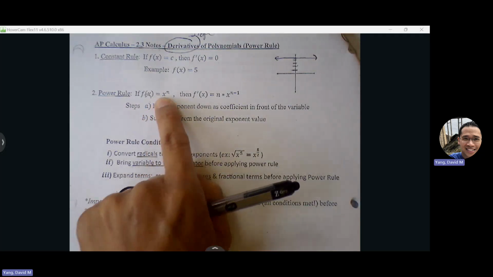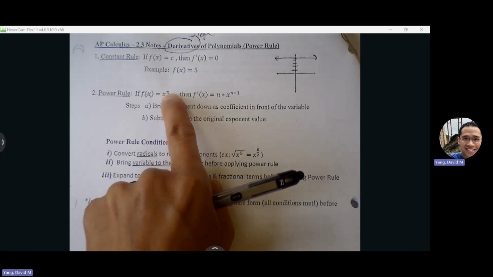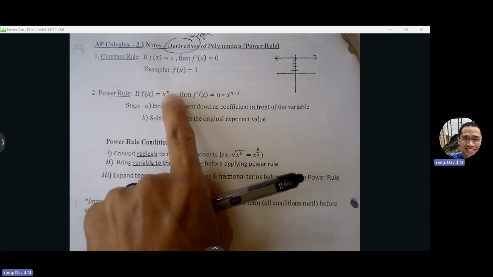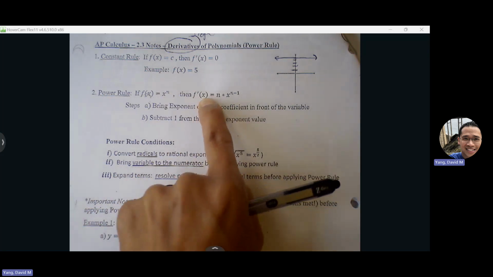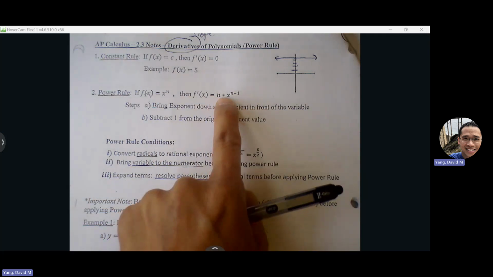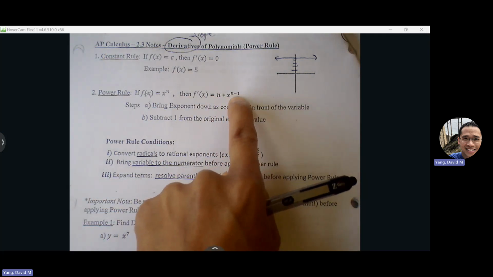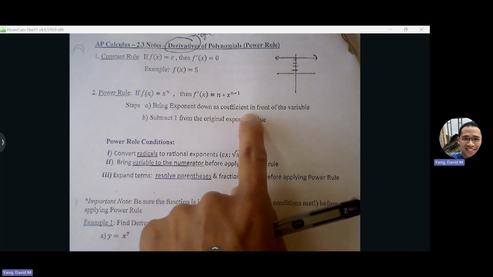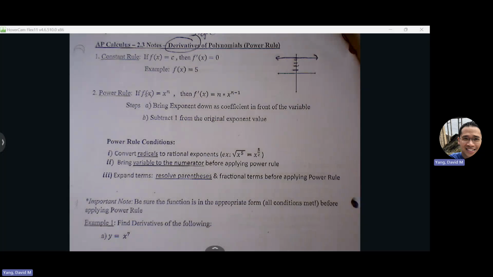Power rule says if I have a variable raised to a rational value, like raised to a 1/2 or raised to a 2 or raised to a 3, the derivative is simply this. I'm going to bring the exponent down in front, make it into a multiplication problem, and then subtract 1 from the exponent. So we're going to bring the exponent down as a coefficient in front of the variable, and then we're going to subtract 1 from the original exponent value.